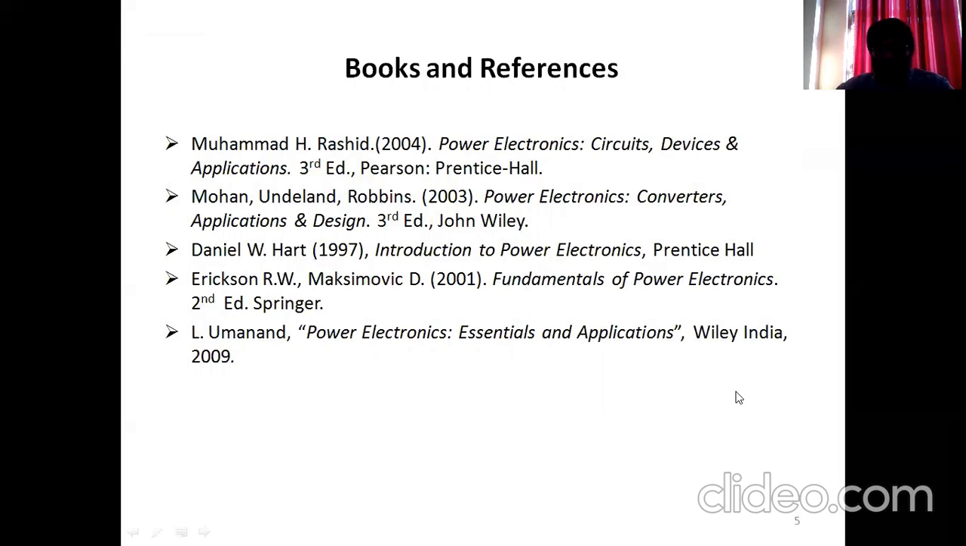Okay, so that was the lecture plan, and these are the books you need to follow. Muhammad Rashid is one of the books that you can easily follow, and a part of this course will be following this book. The second book, Mohan and Undeland, Robbins. The third book, Daniel W. Hart. Some part of the course will be following this book. And then Erickson, Fundamentals of Power Electronics, and then Umanand.